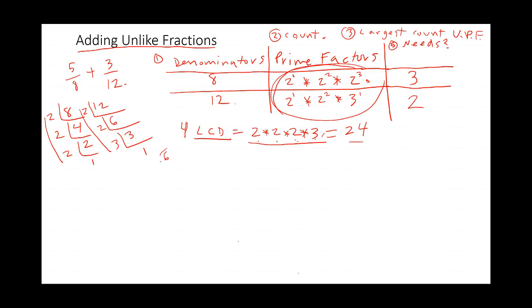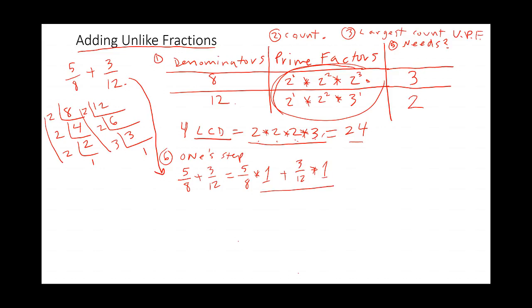Now, the final step, this is the ones step. I'm simply going to rewrite the original down here. And I know any number times 1 is still itself, so I'm going to multiply it by 1. Plus 3 over 12 times 1. Now, I'm doing this little step right here just to emphasize the ones aspect of this method. Because if you can clearly see right off the bat, you can skip this step right here. I'm going to rewrite it: 5/8 times some particular 1, plus 3/12 times some particular 1.